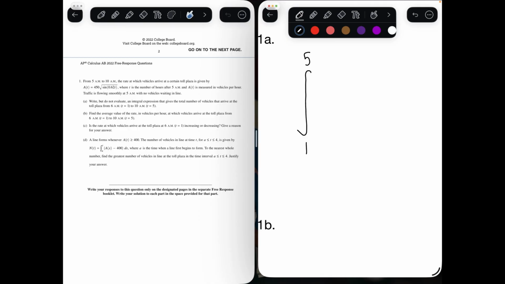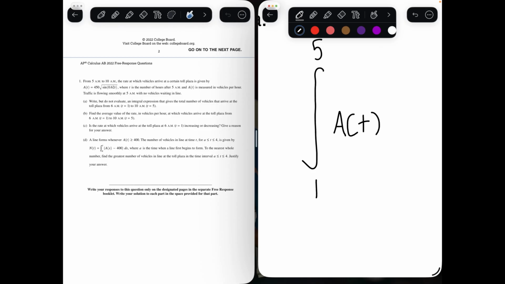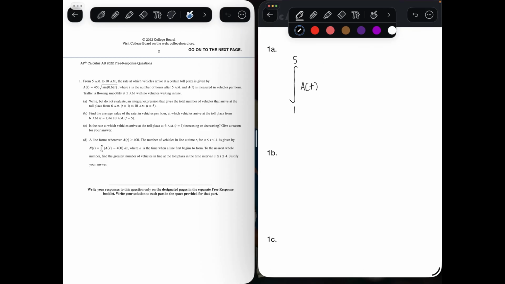from 1 to 5. And remember, these are our bounds because t is the number of hours after 5 a.m. So at 6 a.m., 1 hour has passed, and at 10 a.m., 5 hours have passed. So you wouldn't use 6 and 10 as the bounds. So now you're integrating the rate A of t, and this is all you have to do for part A. This gets you your total number of vehicles that arrive at the toll plaza.